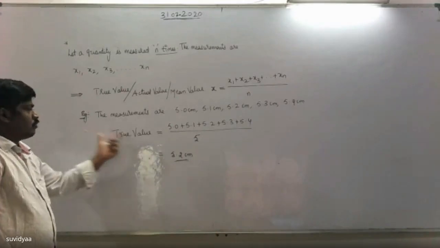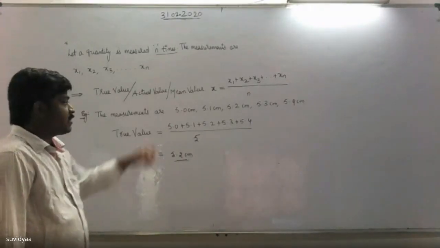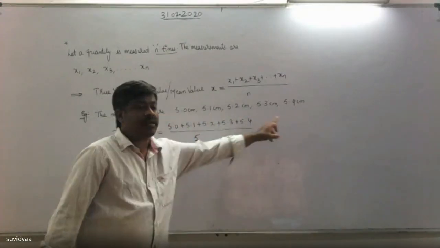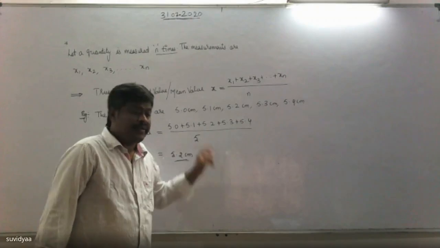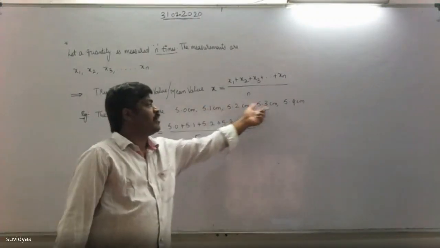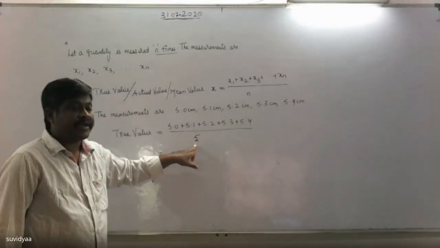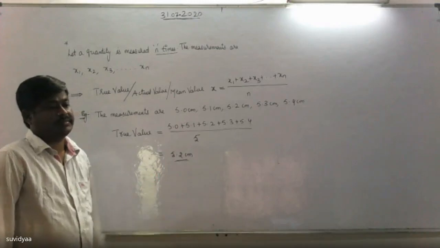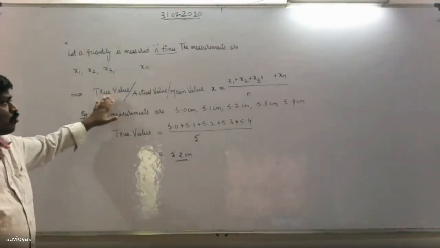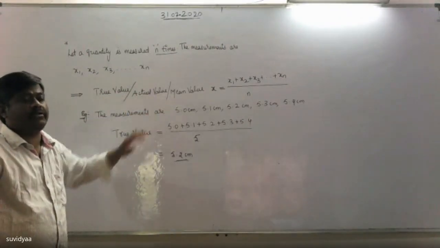So example also we have discussed. How to find true value? Just add all the measurements divided by number of measurements. How many measurements you took? 5 measurements. That's why divide by 5. So this is the answer. This is the formula for true value or actual value or mean value.